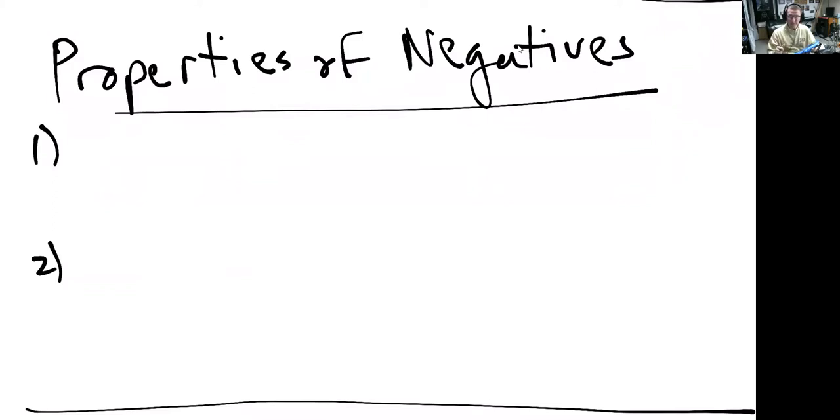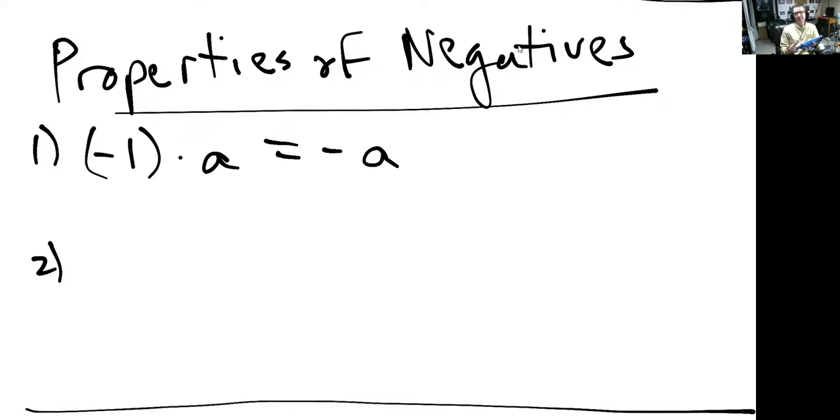There are six of them, six properties of negatives that I'd like you to be familiar with. The first one, really all six, quite simple, right? The first one is just if you take a negative one and multiply it by a real number. It doesn't matter what real number, you just pick any real number. So I'm going to say A for any real number. The result is going to be the opposite of that real number, right? It's kind of a no-brainer. But when you multiply by a negative one, you change the sign.